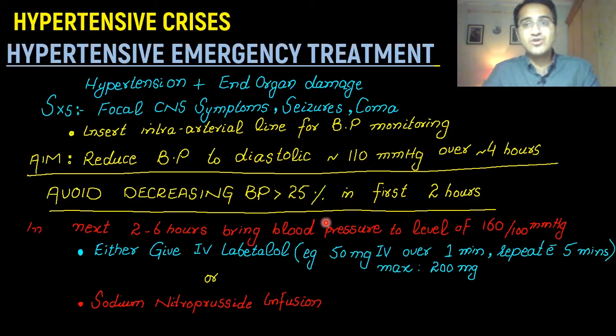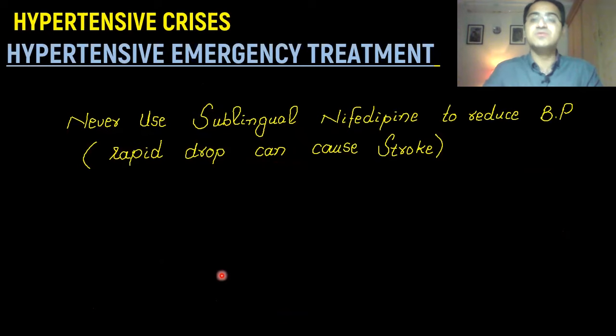A hypertensive emergency patient is already having end organ damage. You reduce the blood pressure in hours, not in days, but even in hours, you go in a slow fashion. What you do is reduce blood pressure to almost 110 over 4 hours, and then you bring the blood pressure to a range of 160 by 100 in the next 2 to 6 hours, and then you bring the blood pressure back to normal ranges after some time. So even in hypertensive emergency, you are going slow to reduce the risk of stroke. You give IV drugs, IV labetalol and nitroprusside. Never use sublingual nifedipine because it causes a rapid drop in blood pressure and can cause stroke.